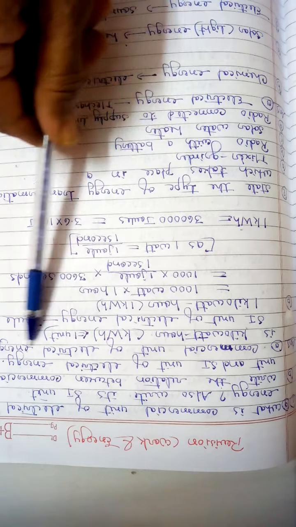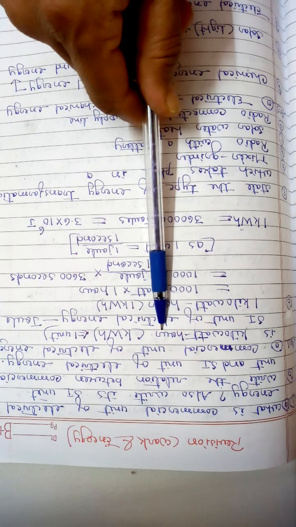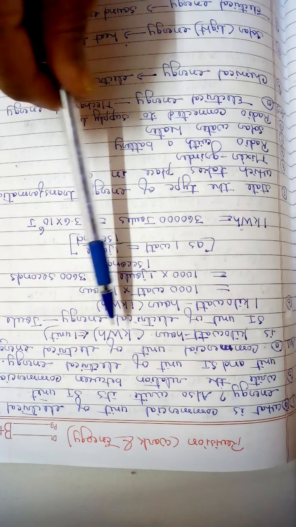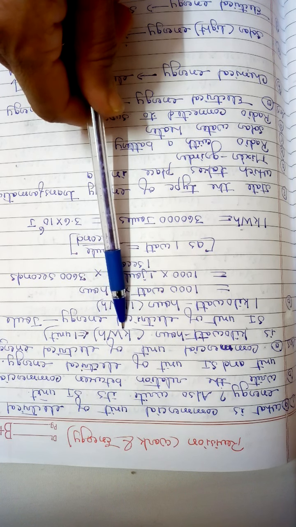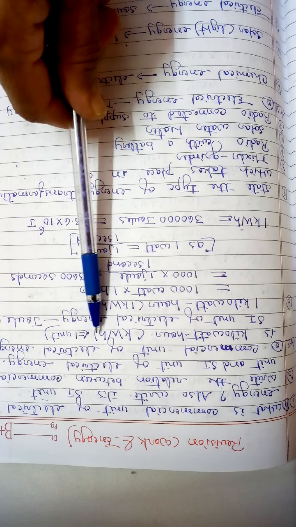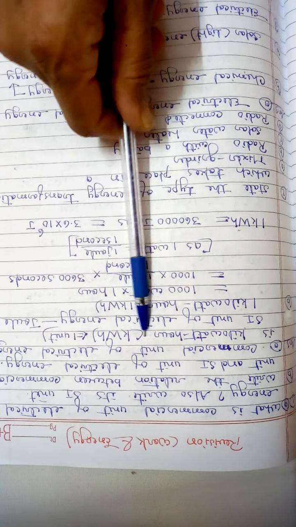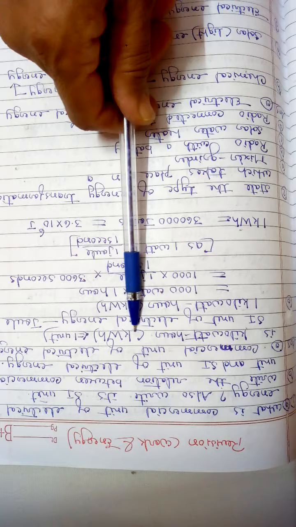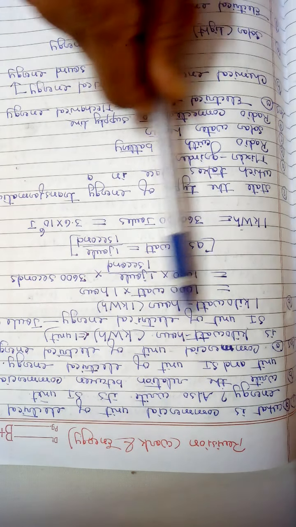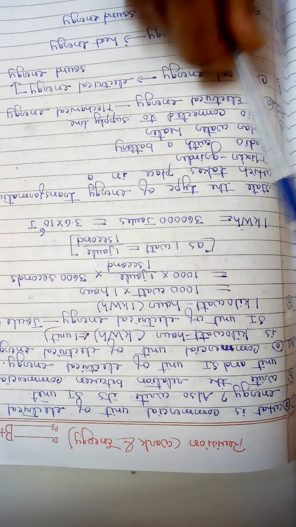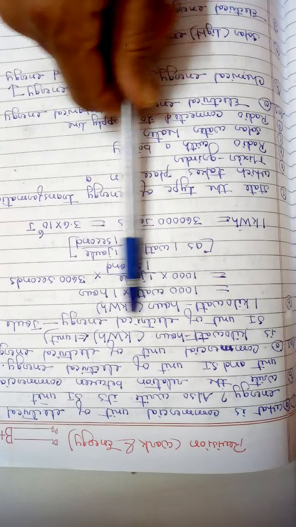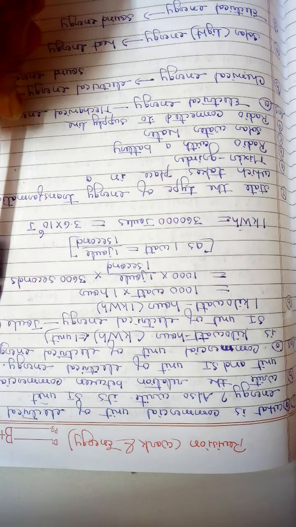The commercial unit of electrical energy is kilowatt hour, and we write it with the symbol small k, capital W, small h, which we also call 1 unit. Generally, we get our electricity bill in the form of units. 1 unit equals 1 kilowatt hour. And the SI unit of electrical energy is joule, which we represent by capital J.